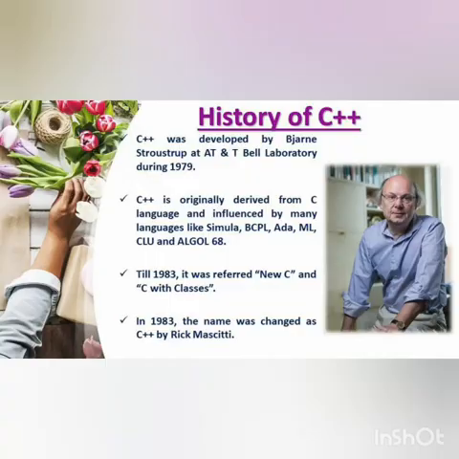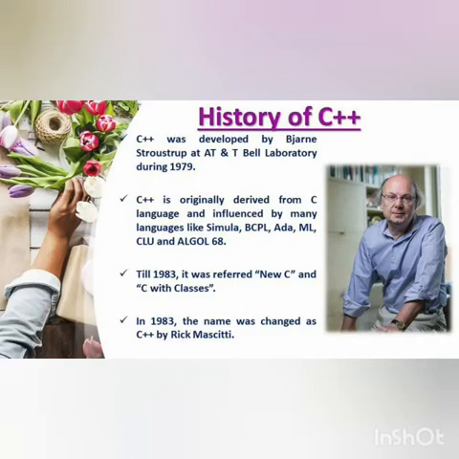Our next topic is History of C++. C++ was developed by Bjarne Stroustrup at AT&T Bell Laboratories during 1979. C++ is originally derived from the C language. Not only the C language, it is also influenced by many programming languages like Simula, BCPL, Ada, ML, CLU and Algol 68. Till 1983, it was referred to as New C and C with classes.